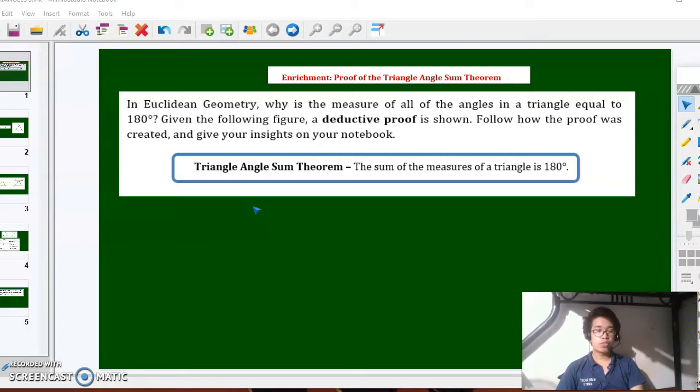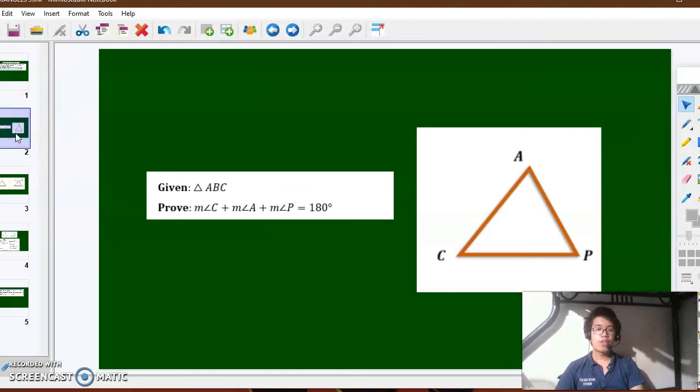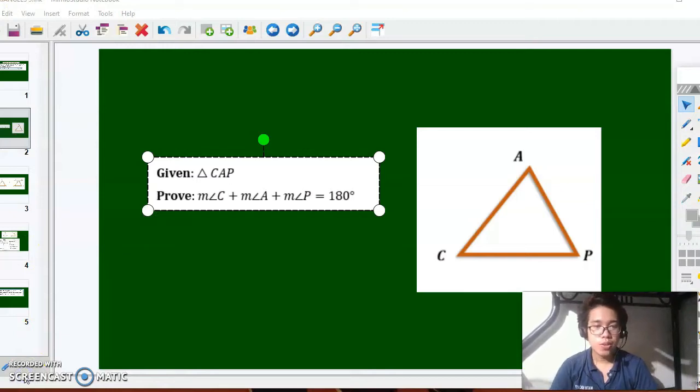We're going to prove this theorem today using simple synthetic geometry. There's no measurement; we're not going to use any type of measurement. We're just going to use our deductive reasoning and follow it to come up with a proof for this theorem. So given triangle CAP, we want to prove that the measure of angle C plus the measure of angle A plus the measure of angle P, the three angles in the triangle, is equal to 180 degrees.